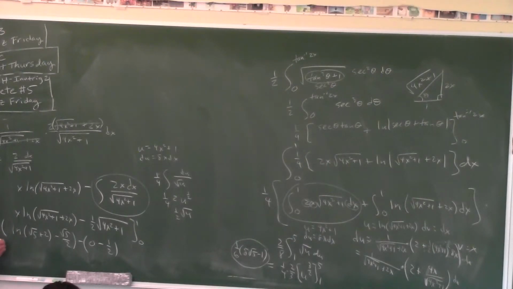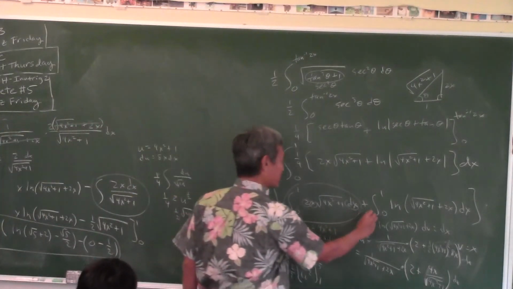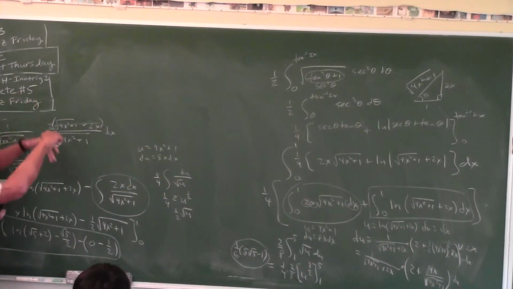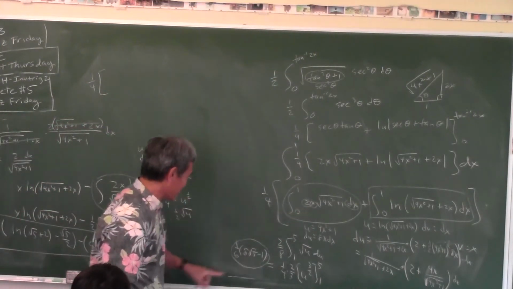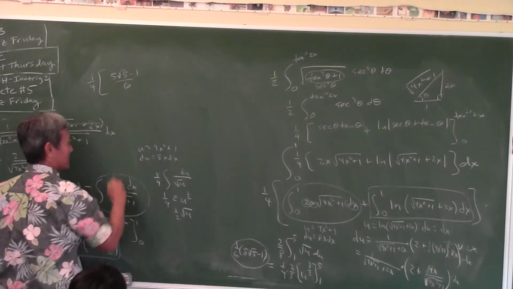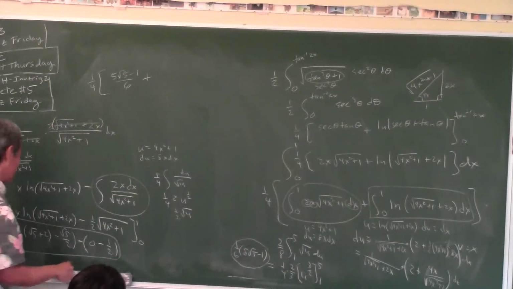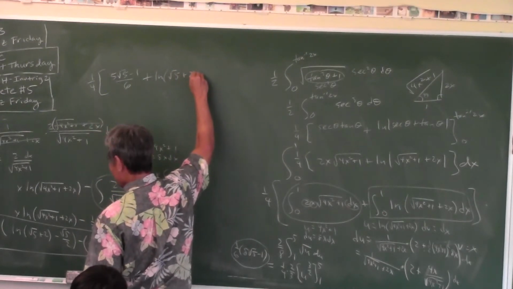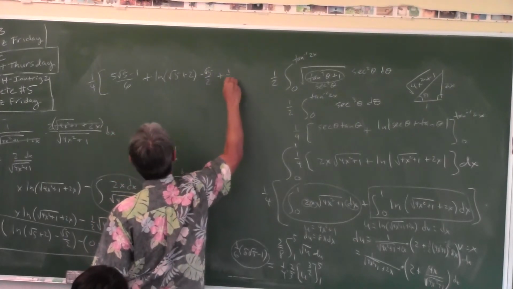Okay, so this thing here is this right here. Oh, okay, so that. Okay, now we put it all together. So 1/4 times this, which is this, so 5 root 5 minus 1 over 6, plus the other one, but the other one is this. And the natural log of root 5 plus 2 minus root 5 over 2 plus 1/2.